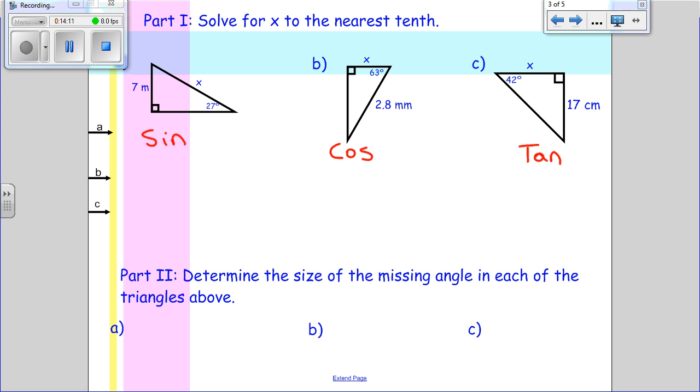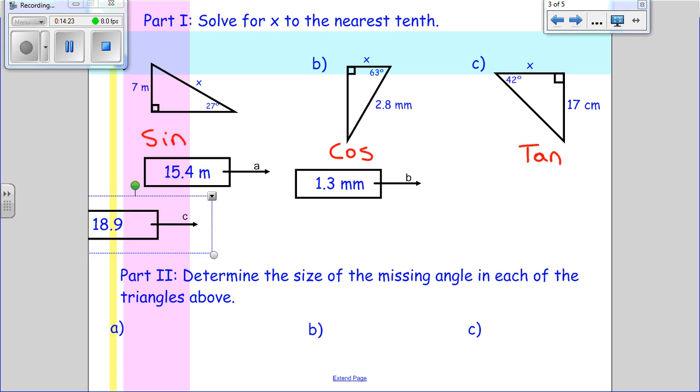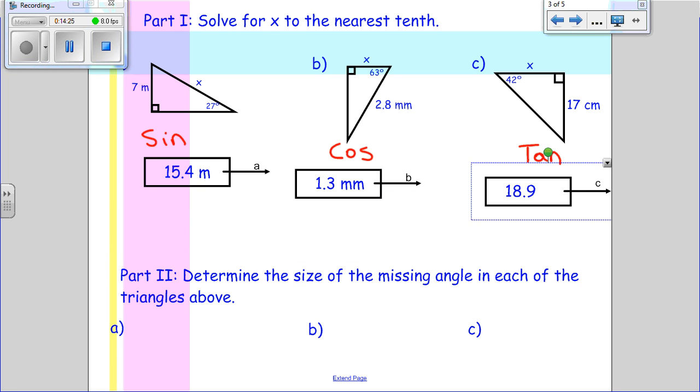The answers to these are 15.4, 1.3, and 18.9. Again, you should be checking your work, not just copying it down.